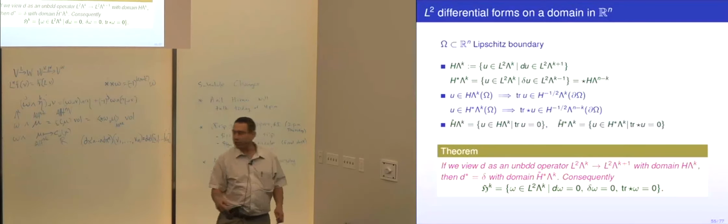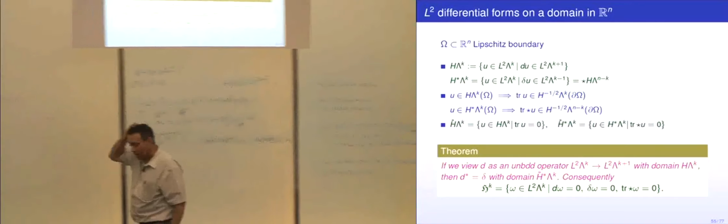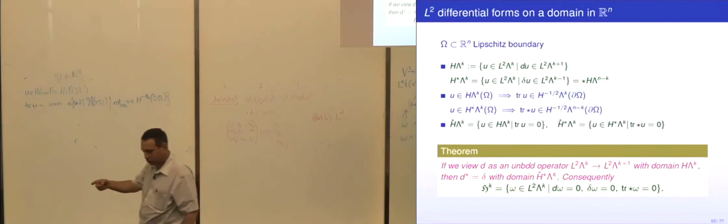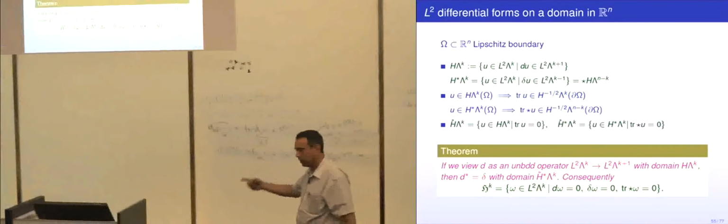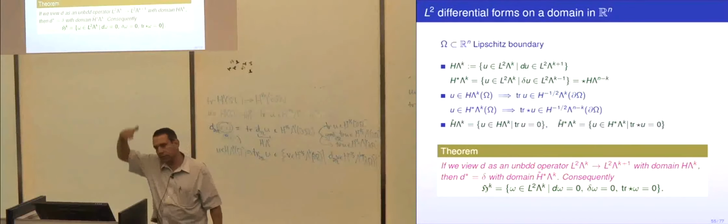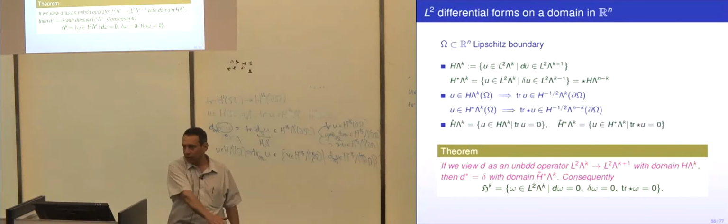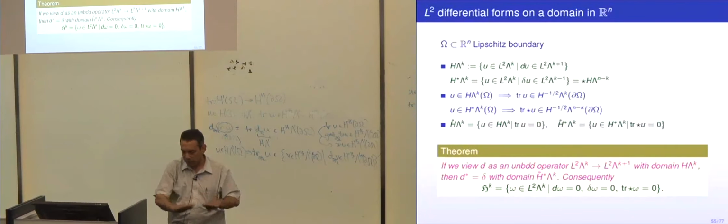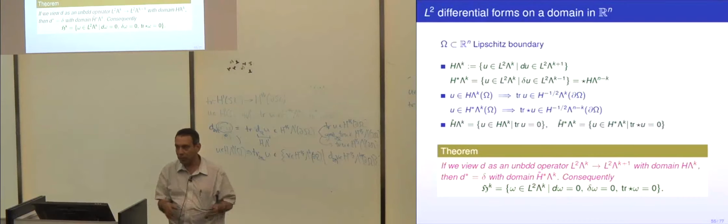Okay, so the answer is, in general, the trace of an h lambda k function is an h minus a half function for which d of it on the boundary is also an h minus a half. And for 1 forms, that gets you up to h a half. For n minus 1 forms, it just leaves you down in h minus a half, and in between it's something in between.